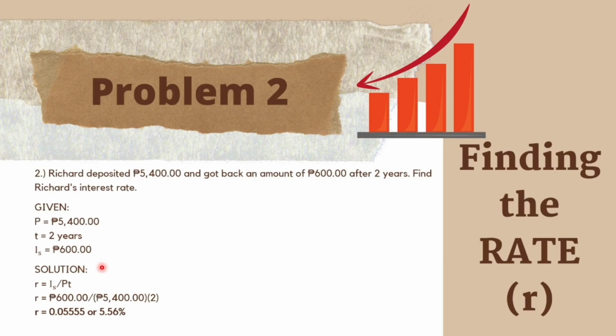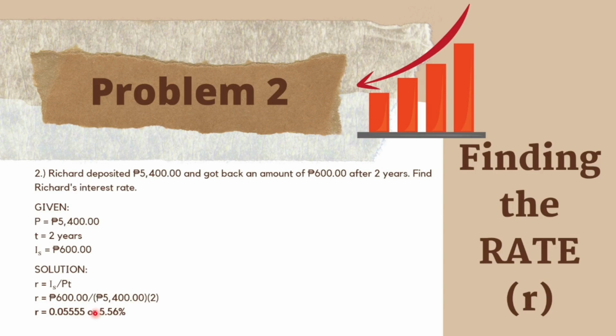So we have here the following solution. We have the formula: rate is equal to simple interest divided by the product of the principal and time. So we substitute the given: rate is equal to simple interest of 600 divided by the principal of 5,400 times the time of 2. So we have here rate is equal to 0.055555 and so on. So that is the one that you will get once you calculate this.